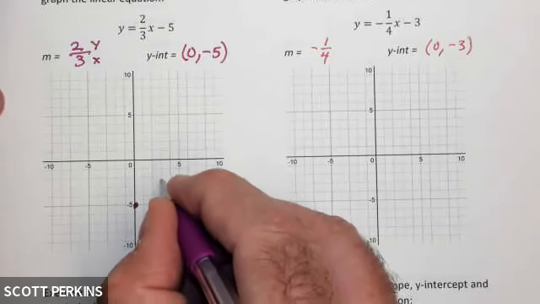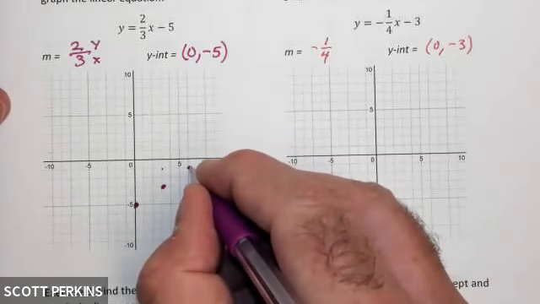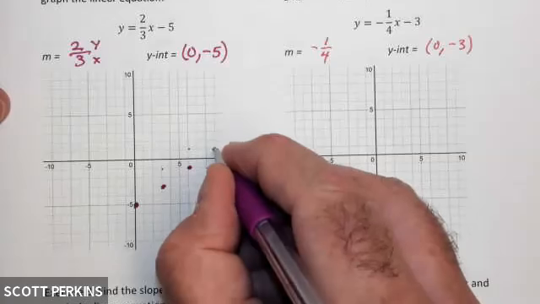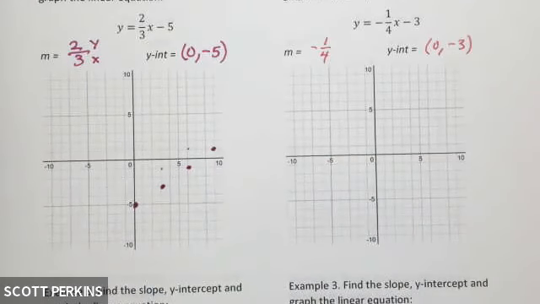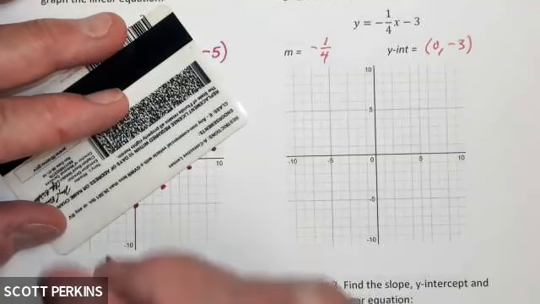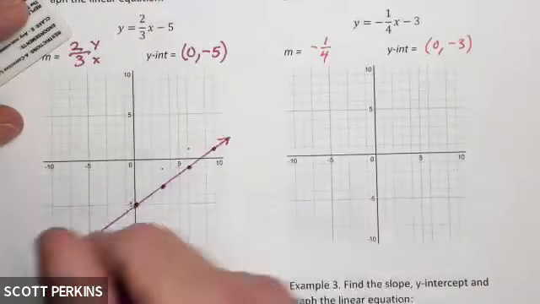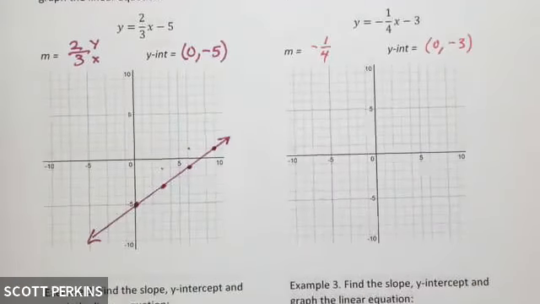Then do it again. 2 in the y, 3 in the x, 1, 2, 3. I'm going to do it one more time. 2 in the y, 3 in the x, make a dot. There we go. And now I'm going to connect the dots because remember my graph represents all the points, not just the ones on the grid markers. And there's my line.